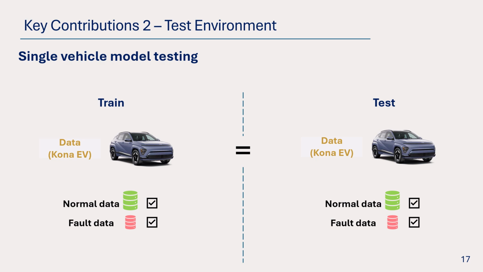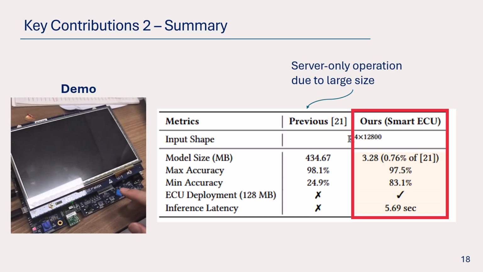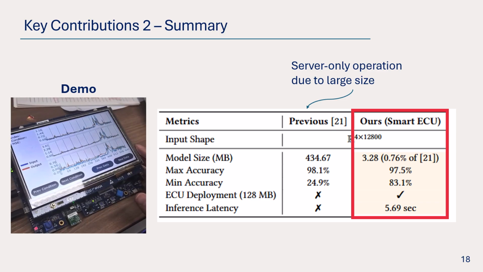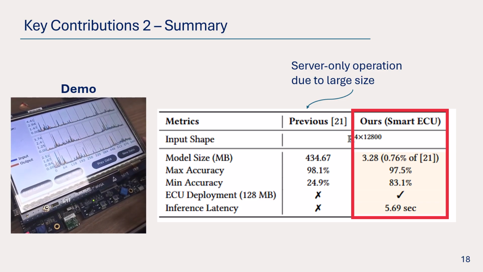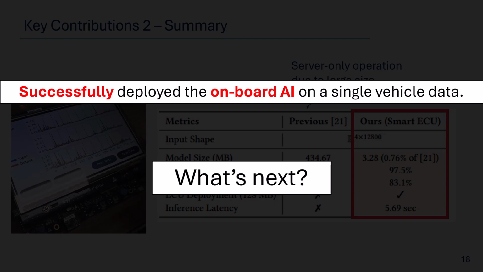After deployment, we conducted a single vehicle model test using the data of the same car model as the training environment, which included both normal and fault data. The result was successful. We achieved a high accuracy of 97.5% and a latency of 5.6 seconds, a result unattainable by previous models. We successfully demonstrated that AI can operate on a board in a single vehicle. So what's next?